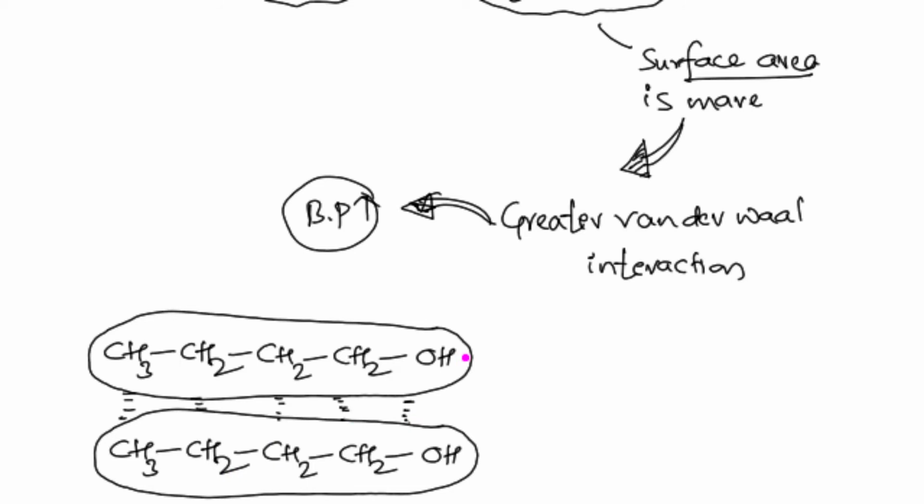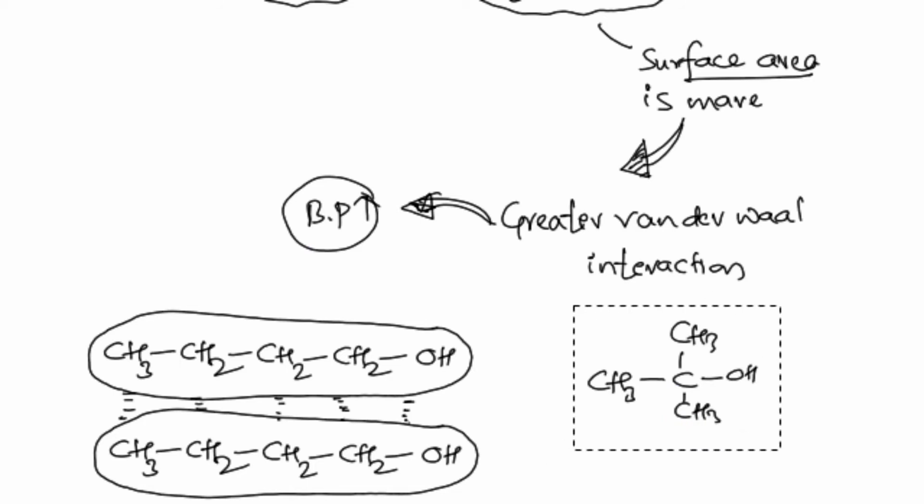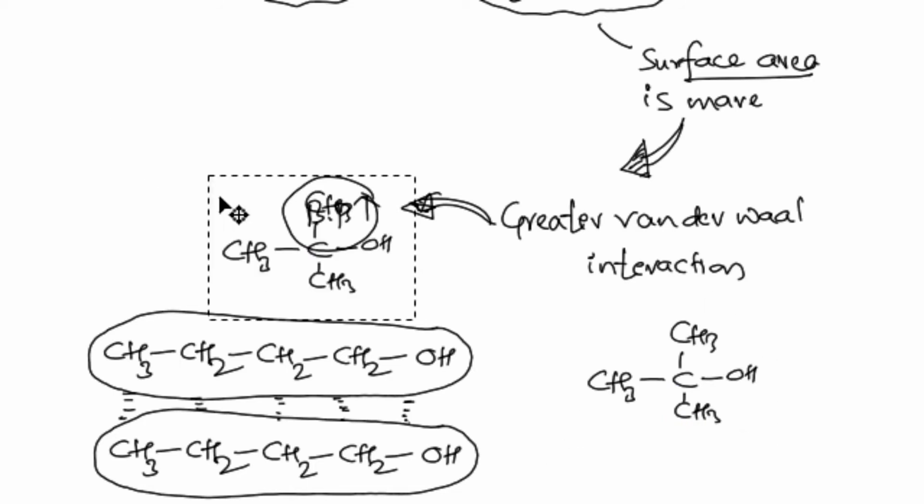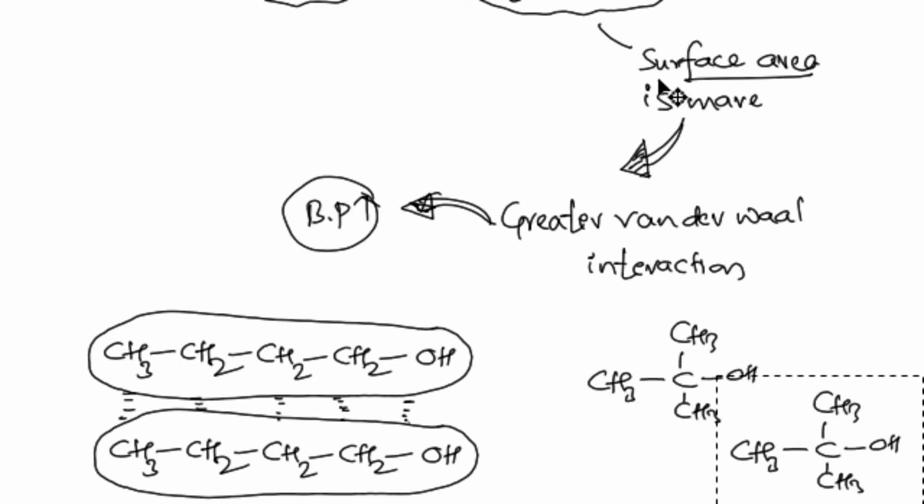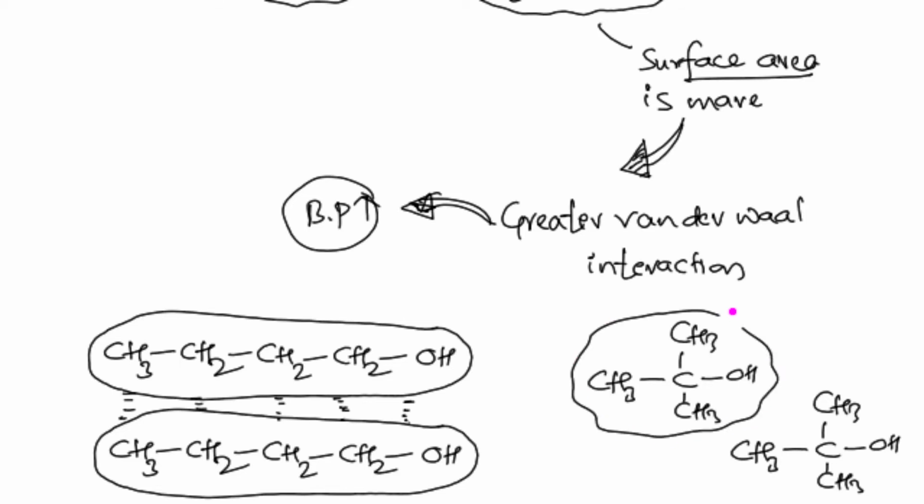Now if I take the branched form of this molecule, that is CH3, CH3, OH, and CH3, and take two molecules of this, copy, paste, I get two molecules. You can notice that the surface area of this branched form of the molecule is less. The surface area is less, so there are fewer interactions. So it means that the unbranched alcohols have a higher boiling point.